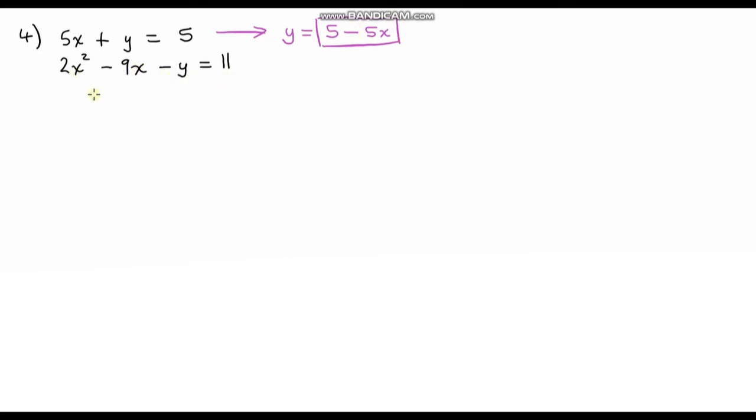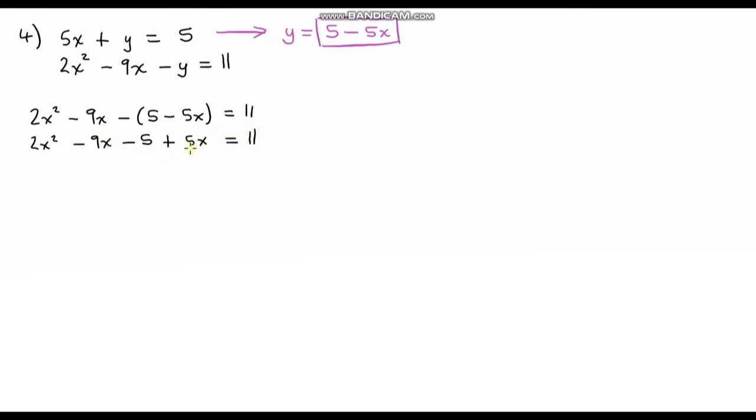So if we rewrite our quadratic equation, we've got 2x squared minus 9x, and then we're going to subtract y. So we're going to subtract this whole expression. If I write it in brackets again, we're going to subtract 5 minus 5x, and then that equals 11. So first of all, let's just deal with the brackets here. So we've got 2x squared minus 9x. So we're subtracting 5, and we're also subtracting negative 5x, which is going to be positive 5x, and that equals 11.